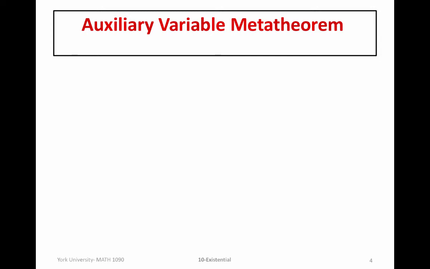Okay, so now it's time to learn what the auxiliary variable metatheorem says. And we already know, or I already mentioned in the previous video, that this is the metatheorem that allows us to remove the existential quantifier in our proofs. So notice that this is not an automatic thing that we can do.